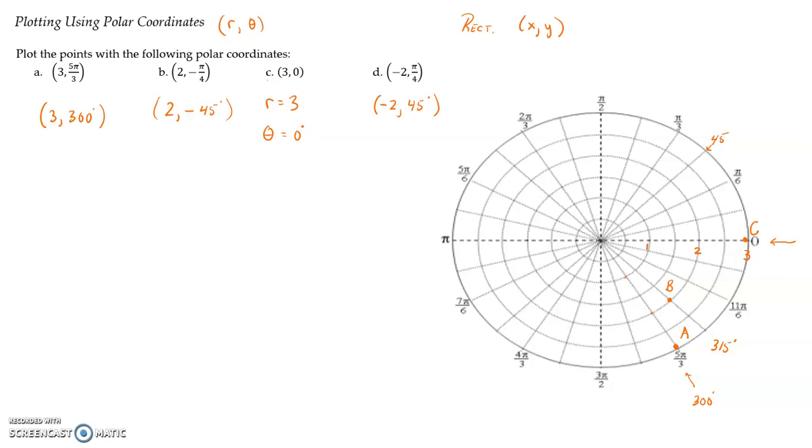So instead of counting out 2 radii lengths here to a positive 2, we're going to stay along this same radial line, only we're going to count 2 units in the opposite direction because our R value here is negative. So if I stay along that line, here is 1 unit in the opposite direction, and here's 2 units in the opposite direction. And this is where I'm going to end up plotting my point for part D.